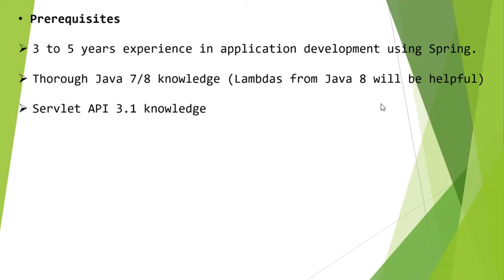Servlet API knowledge, specifically from version 3.1. Why? Because Spring has given some additional classes so that we can deploy our Spring applications without the usage of XML files. That means by just using annotations, we can completely develop a Spring application.